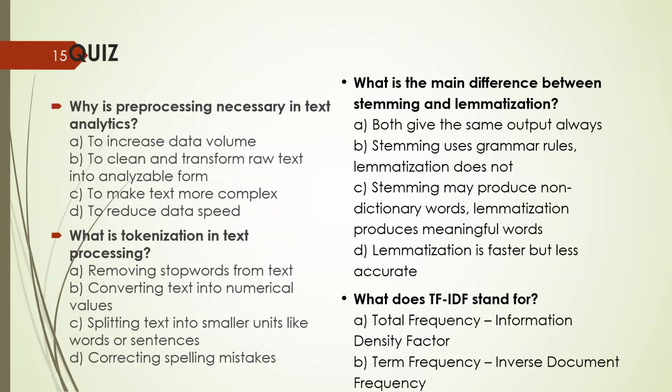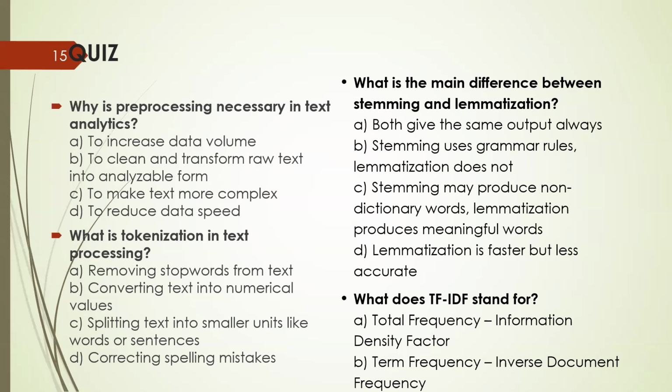Now for a quiz. Why is pre-processing necessary in text analysis? To increase the data volume, to clean and transform raw text into an analyzable form, to make the text more complex, or to reduce data speed? The next question is: what is tokenization in text pre-processing? Removing stop words from text, converting text into numerical values, splitting text into small units like words or sentences, or correcting spelling mistakes?